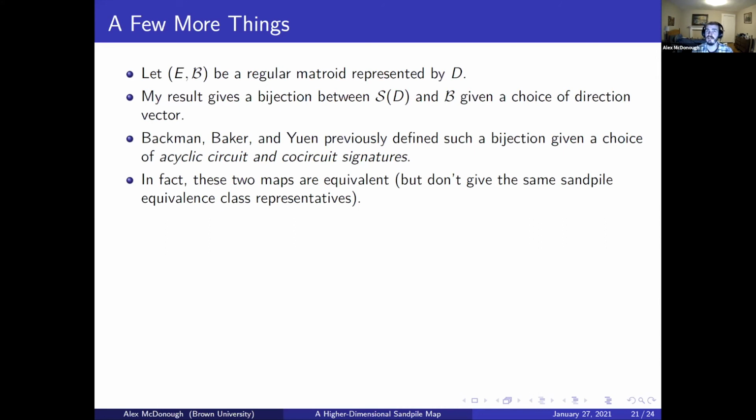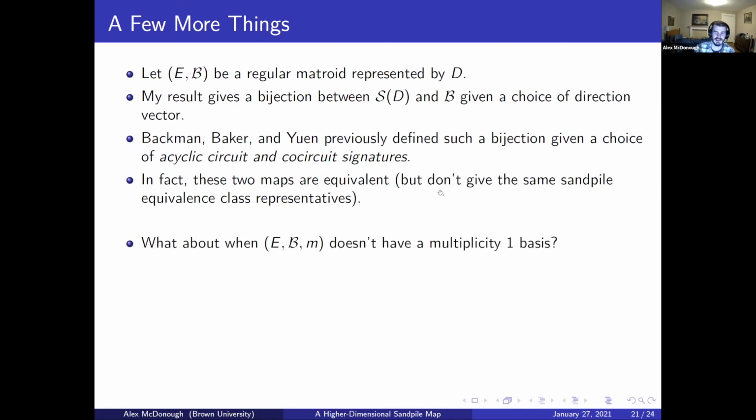What they're doing when they're choosing acyclic circuit and cocircuit signatures is they're choosing some chamber of a hyperplane arrangement. And what I'm doing when I'm choosing a direction vector is I'm choosing a direction where all I care about is a chamber of a different hyperplane arrangement that is isomorphic in some sense. So both are just choosing chambers from hyperplane arrangements. And if you look at the actual representatives that we get for each equivalence class, they're going to be different, but there's sort of a connection between the two.